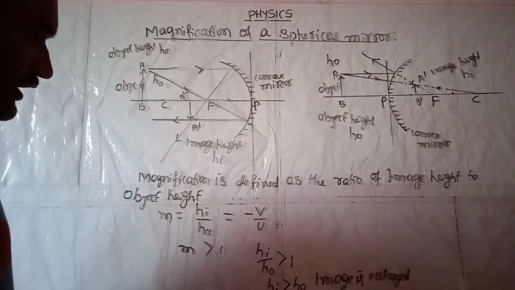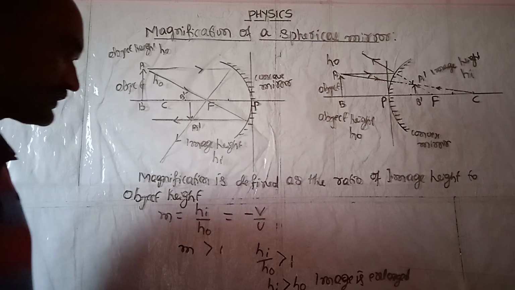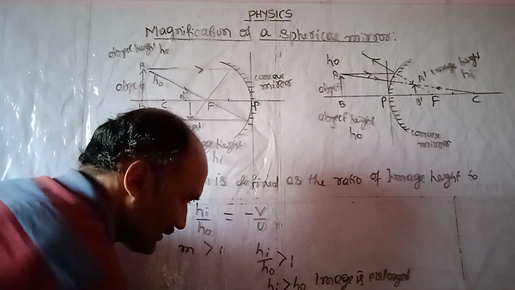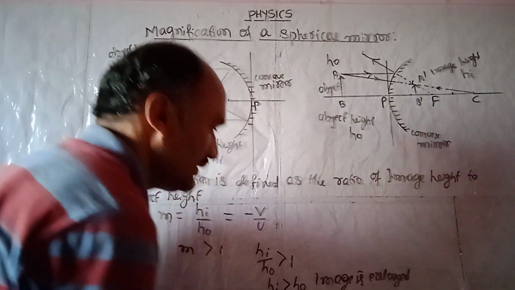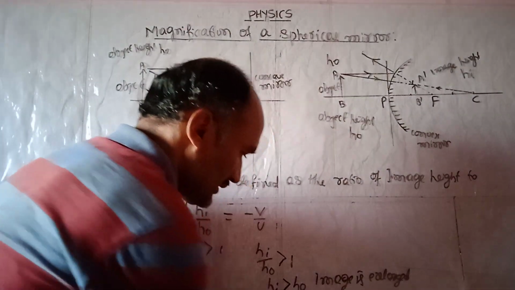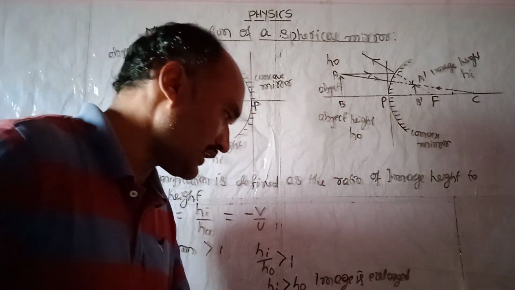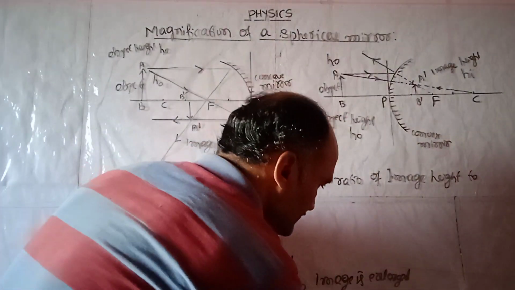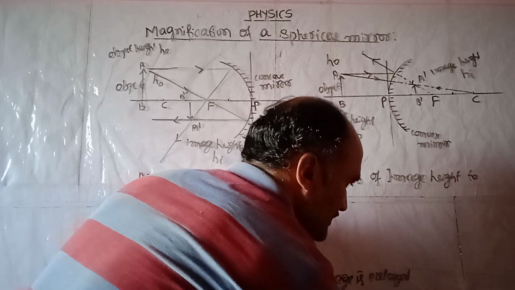Suppose magnification is less than 1. That means image height divided by object height is less than 1, so hi is less than ho. The image height is smaller than the object height, so the image is diminished, or smaller in size.